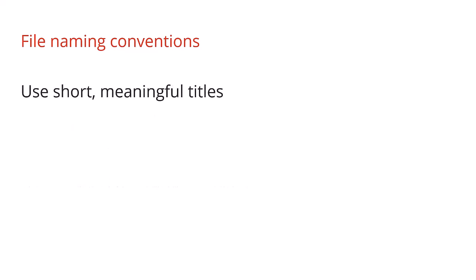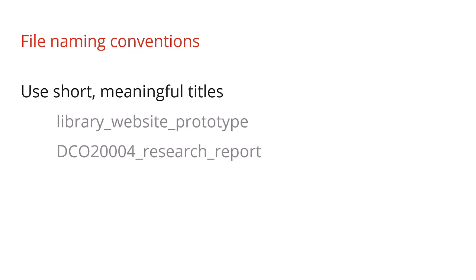So use short, meaningful titles so that when you're searching for it, you know exactly what that file is for. So an example might be library website prototype. You're building a library website, you have a prototype, that's the name of your file. If you are doing a research report for web design, rather than typing out web design research report, you might decide to use the unit code, but be careful with that.